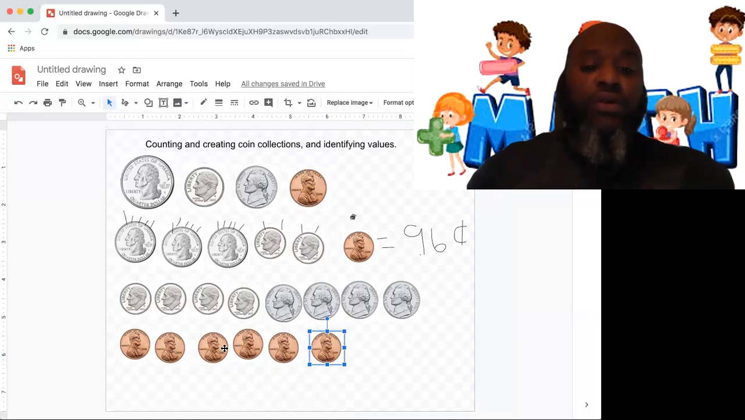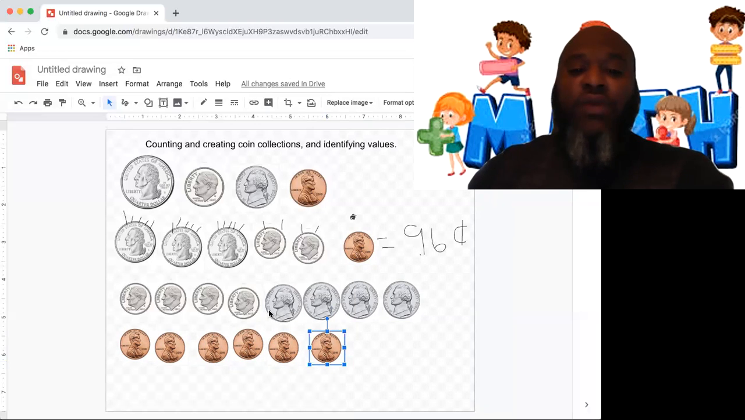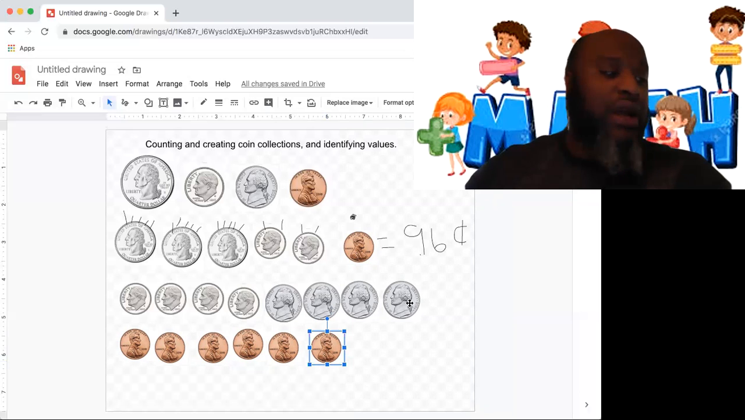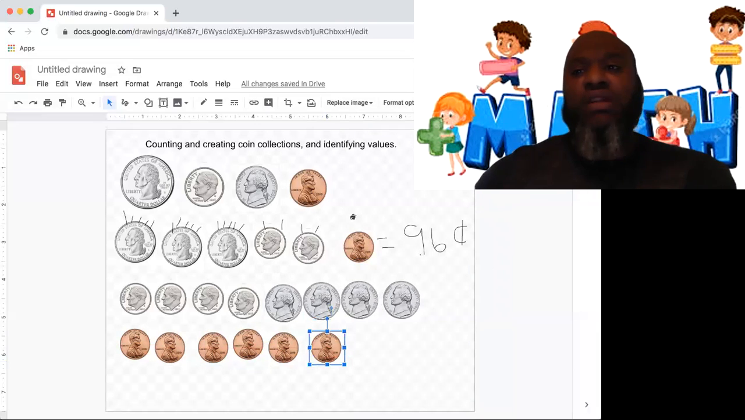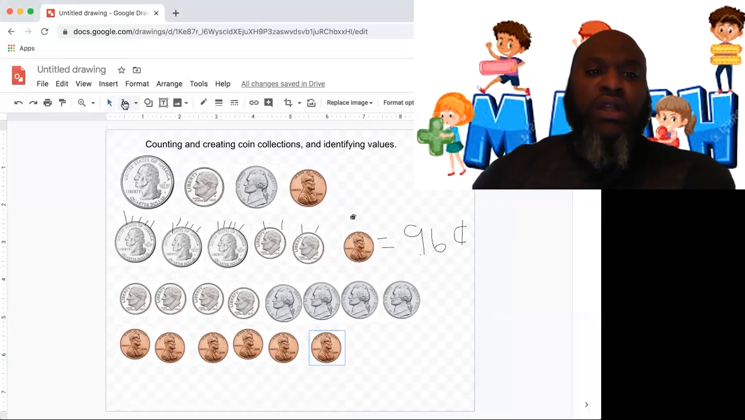All right, here we go. So I got 1, 2, 3, 4, 5, 6 pennies, and I have 1, 2, 3, 4 dimes, and 1, 2, 3, 4 nickels. I wonder if that's going to equal up to be 96 cents. Let's find out here real quick. Let's see, we're going to use our Harry Money strategy to make sure that we got it.